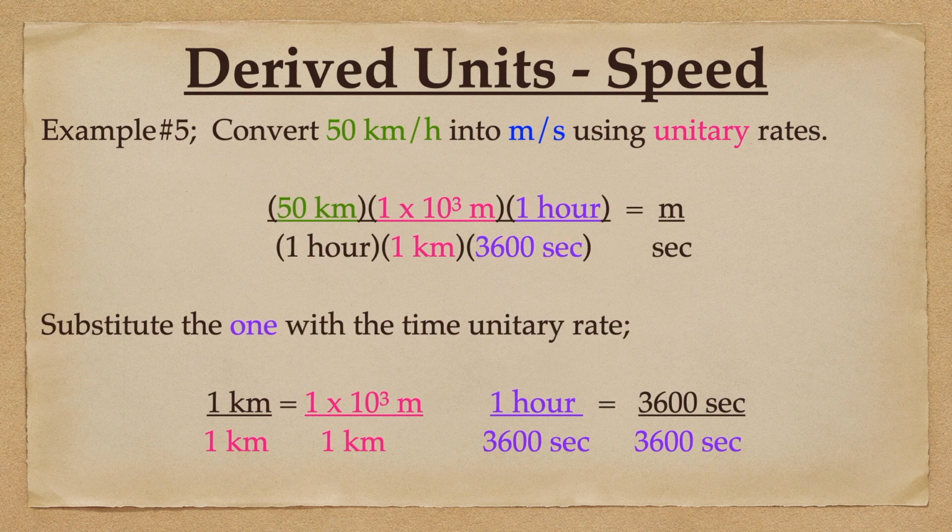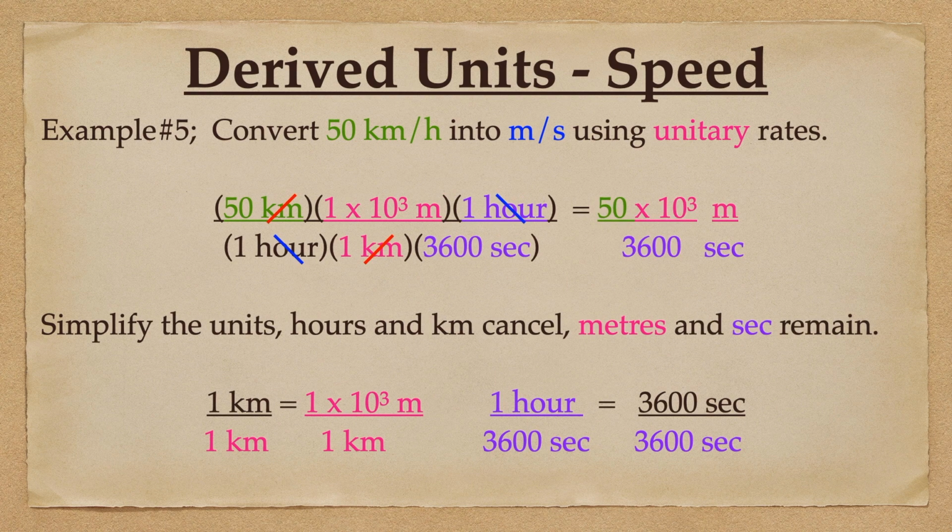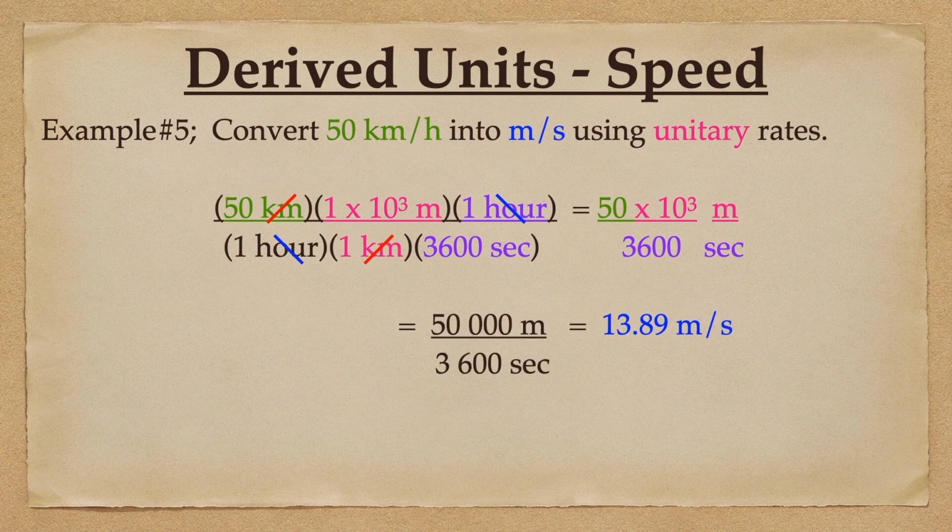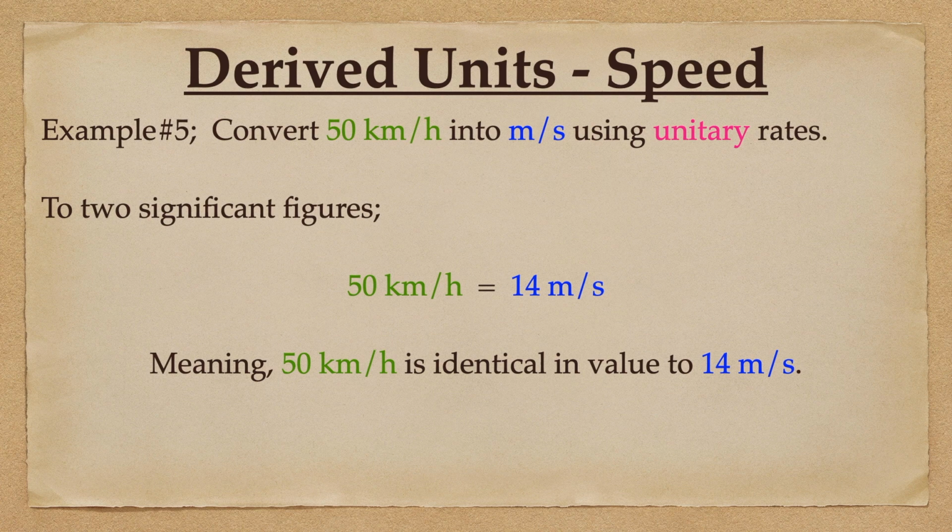Simply substitute in the ones in our original formula with our two unitary rates. Kilometers will be cancelled, leaving meters. Hours will be cancelled, leaving seconds. The final answer then will have a unit of meters per second. So 50 times 10 to the third divided by 3,600. That works out to be 13.89 meters per second. However, to two significant figures, it would be rounded to 14 meters per second.